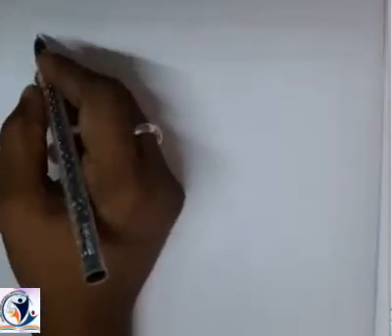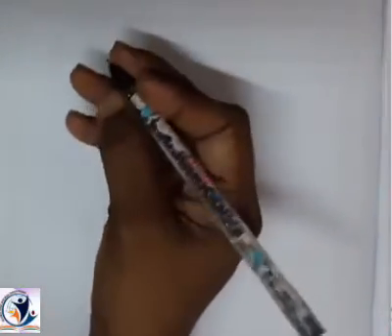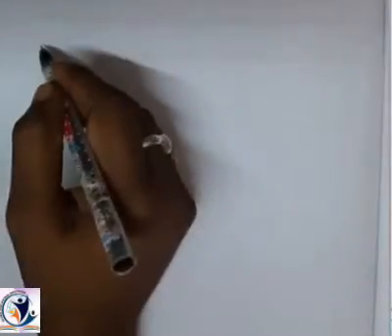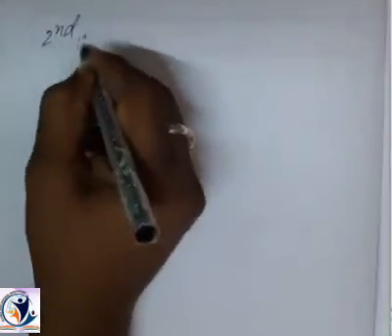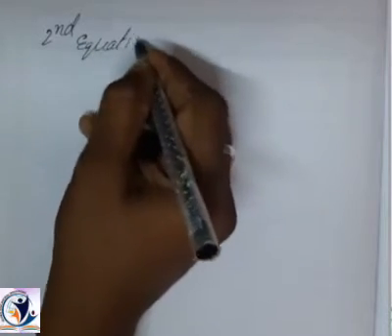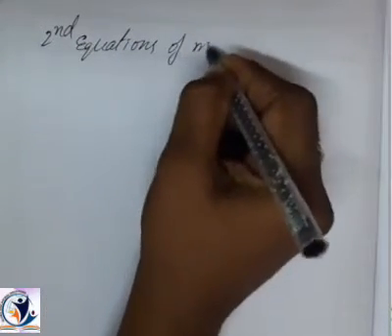What is the second equation of motion? s equals ut plus half at square, right? So for that, I am going to solve it now. There are two methods to solve this, children. One is the normal analytical method and the next one is the graphical method. Let us see first of all the analytical method, just as we solved the first equation of motion. Now coming to the second equation of motion.